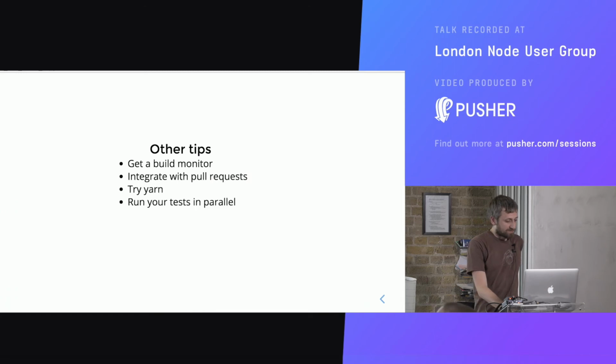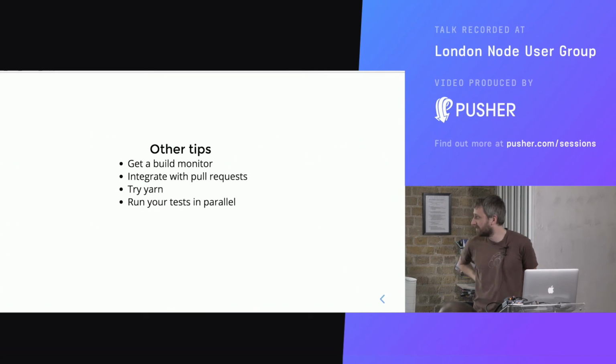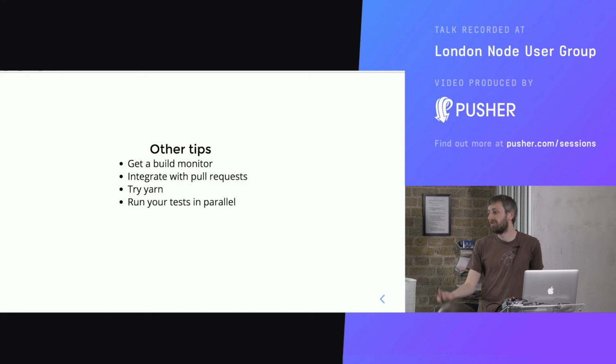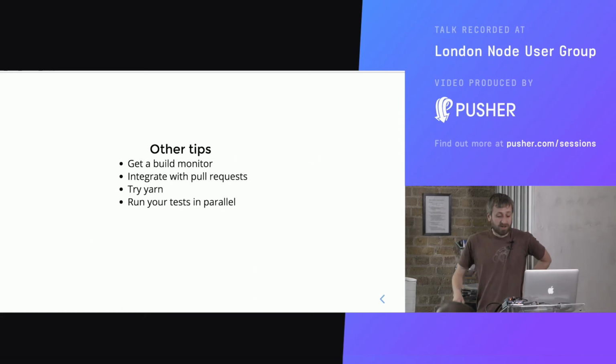So some other tips: get a build monitor. It sounds obvious, but it seems like a lot of people don't have one these days. Just having people see something red is a really good visual cue, and it will help you. Integrate with pull requests. GitHub and GitLab both allow you to run a suite of tests or some kind of CI check before they let you merge things. There's no point in doing a code review for code that doesn't work. I'd rather say, go and fix your test and then I'll review your code. And Yarn, again, is quicker than NPM, so I recommend trying that. And try running your tests in parallel.